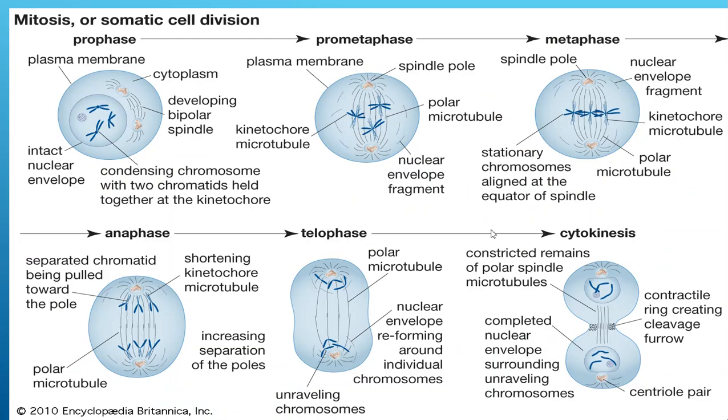Here is some informative diagram for mitosis. It is also called somatic cell division, and another name is equational division because it is equal. Okay, so kindly go through this diagram. If you want to ask about any of the terminology, please feel free to ask.